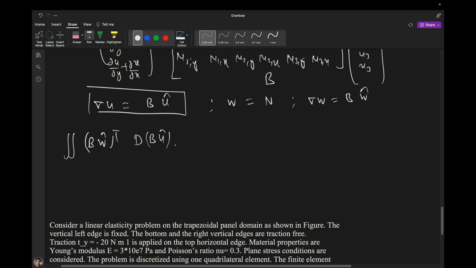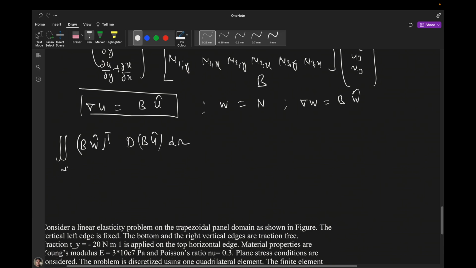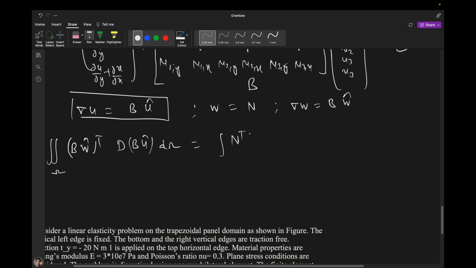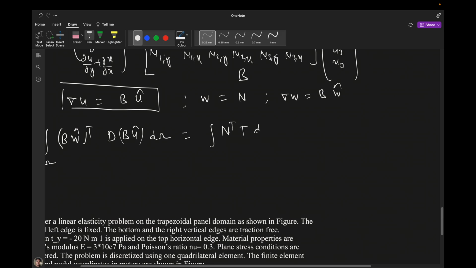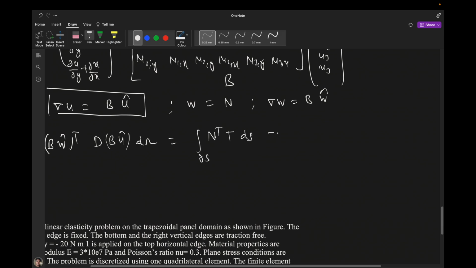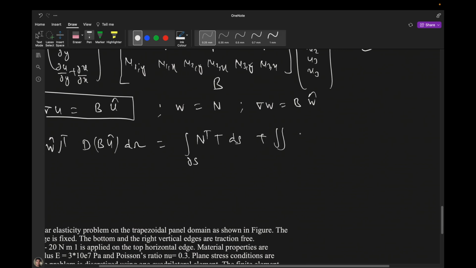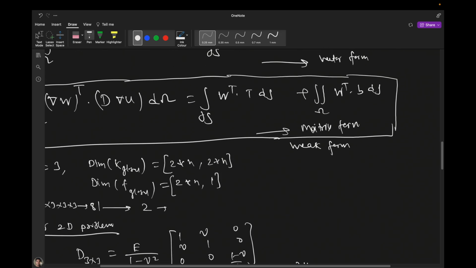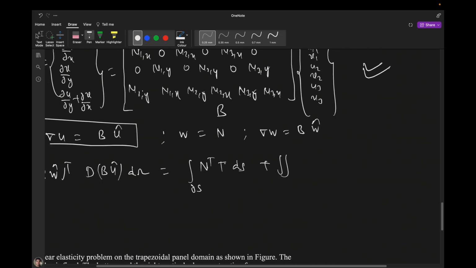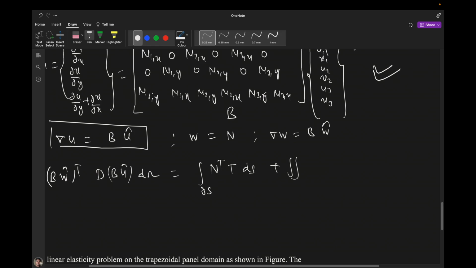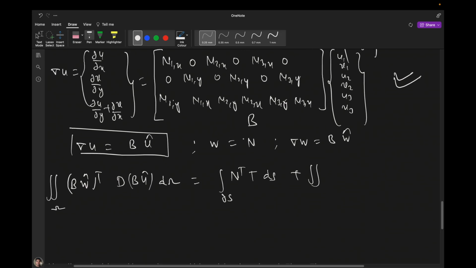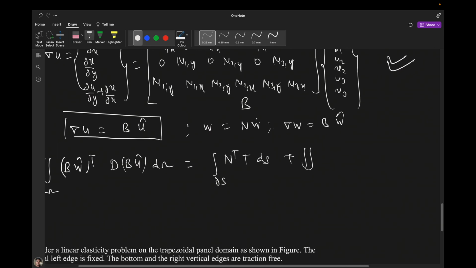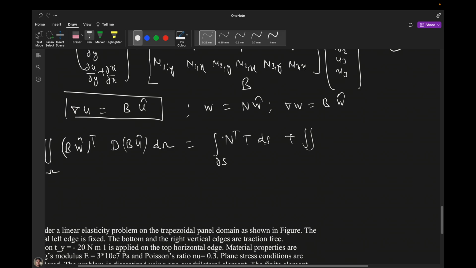Equal to, and here it will be N transpose T ds, plus N transpose b. So here also w equals N w, so N transpose. I forgot to write it here.